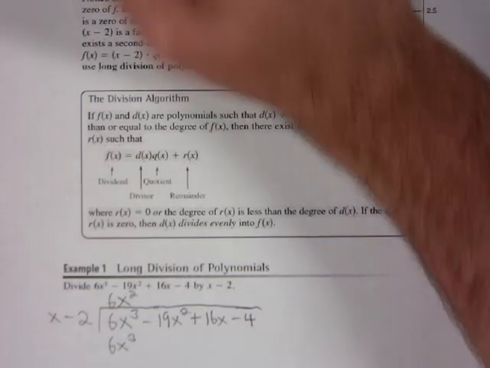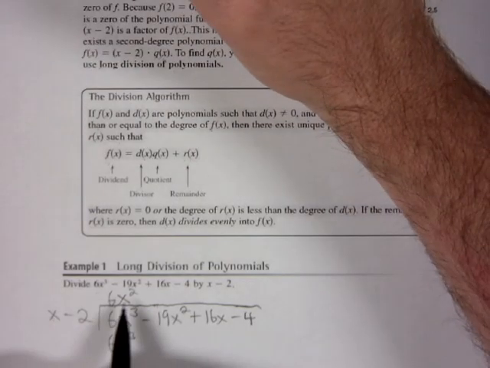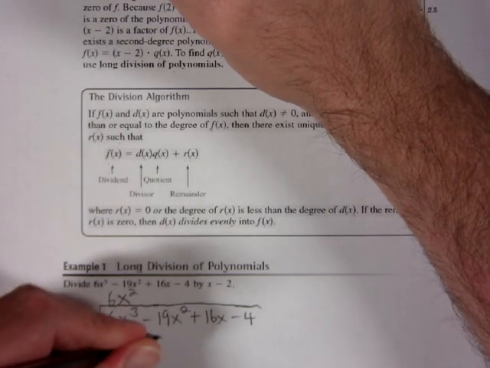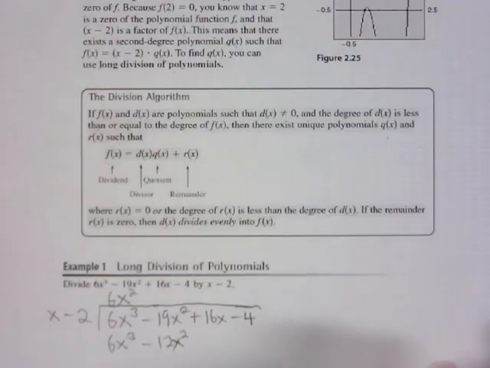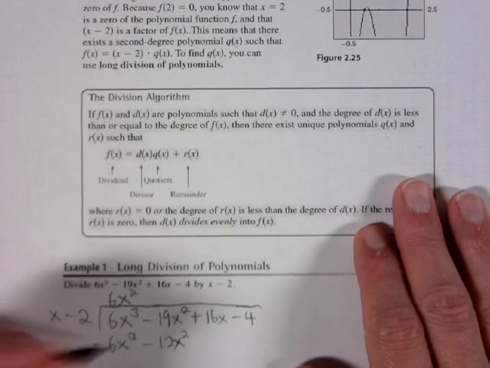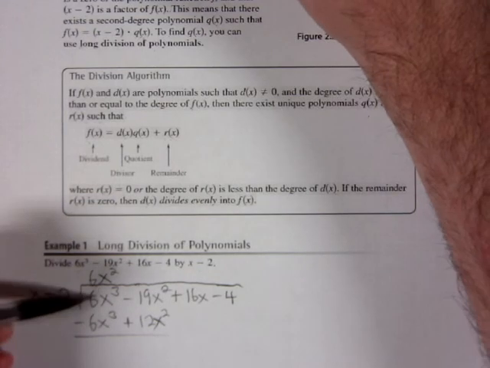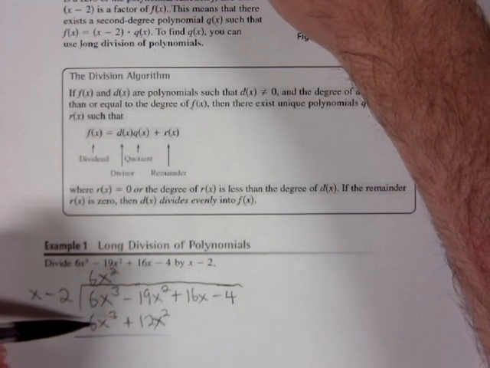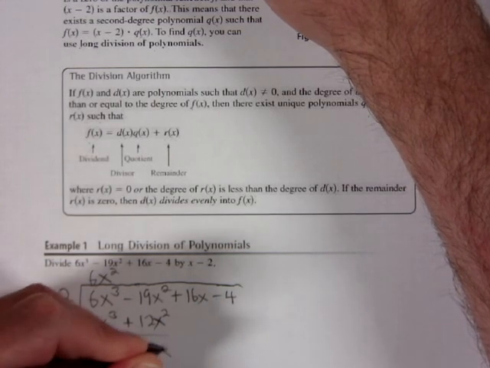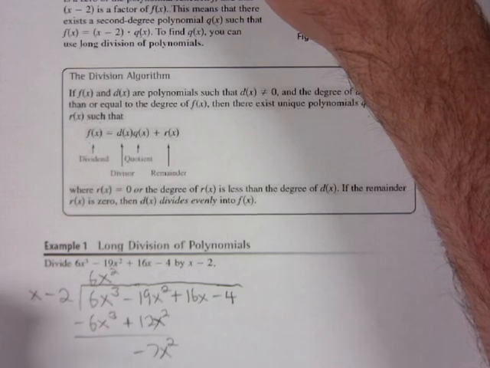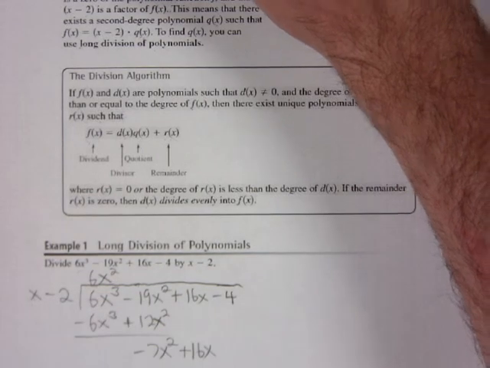And then, of course, I've got another term here. Negative 2 times 6x squared is negative 12x squared. So once you multiply that out, you want to change the sign because you're going to be subtracting that from the top. And the whole idea is to get this term to match so it will cancel out, and it does. Then I've got negative 19x squared plus 12x, and so that'll give me negative 7x squared. Then I'm ready to drop down the next term, which is plus 16x. And we can repeat the process again.